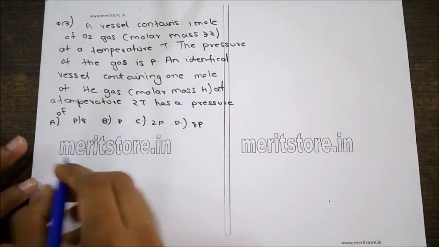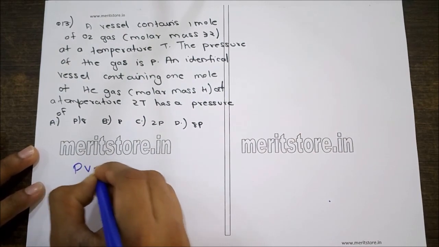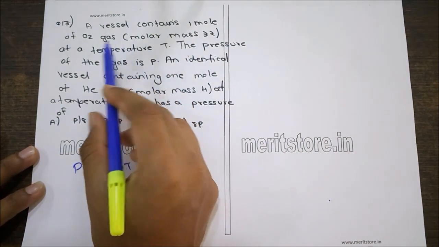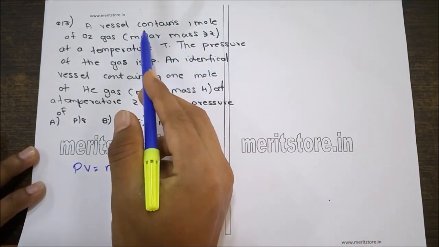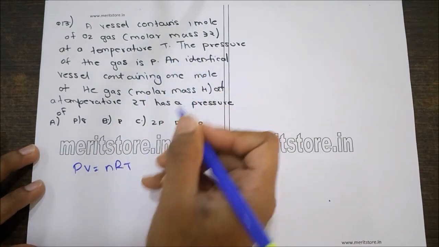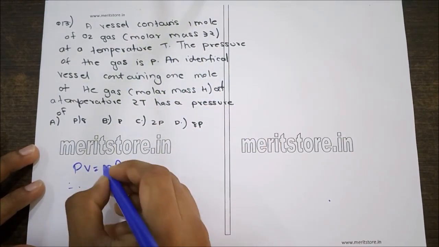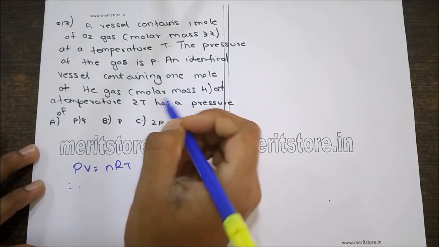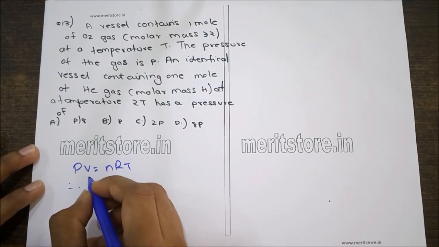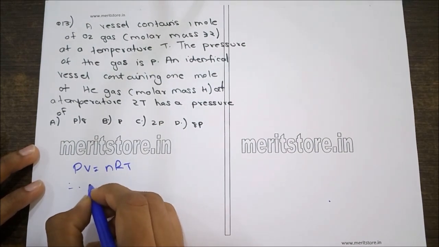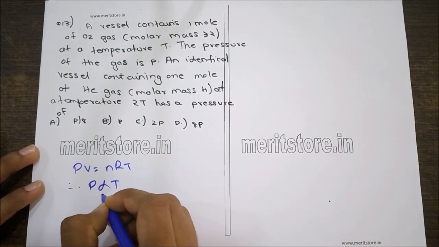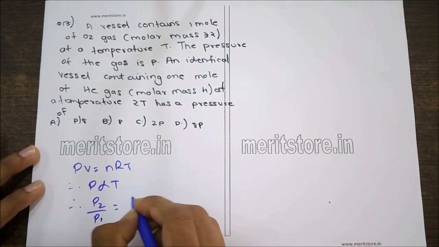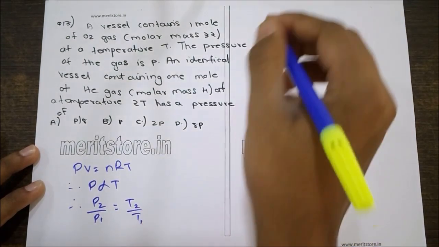Now in this, let's use the ideal gas relation, PV equals nRT. Since both the vessels contain 1 mole of each gas, the number of moles is 1, and since the volume is equal, for 1 mole of gas at constant volume, we get the relation P is proportional to T, and therefore P2 upon P1 is equal to T2 upon T1.